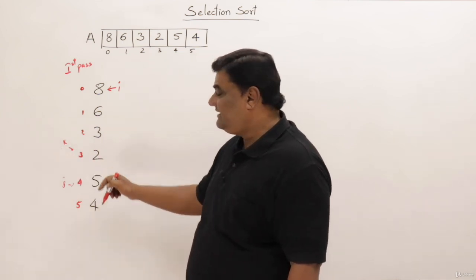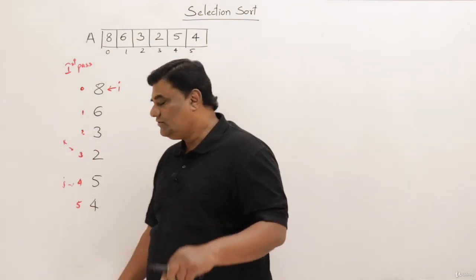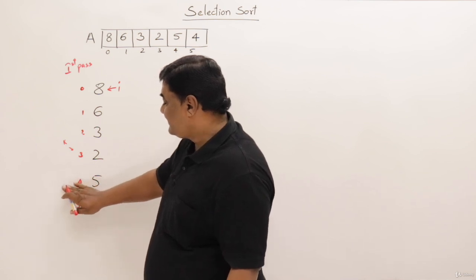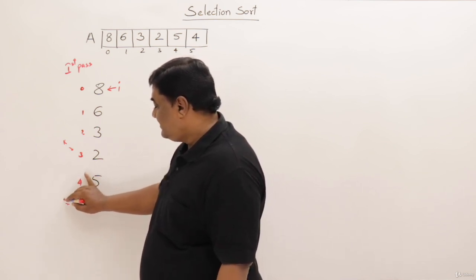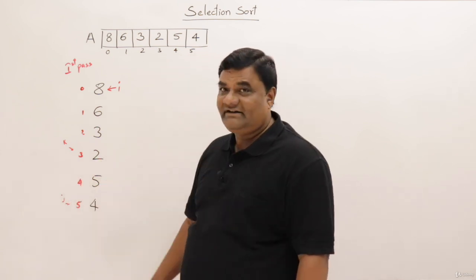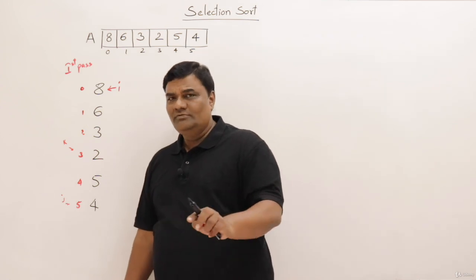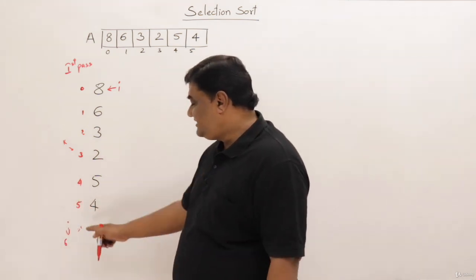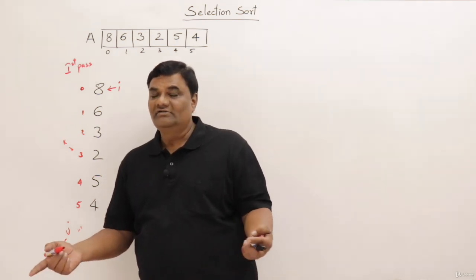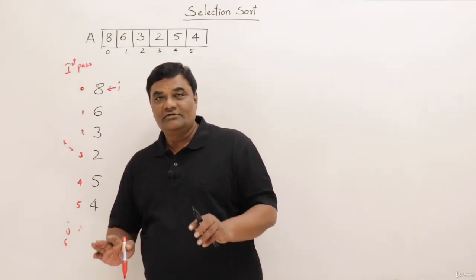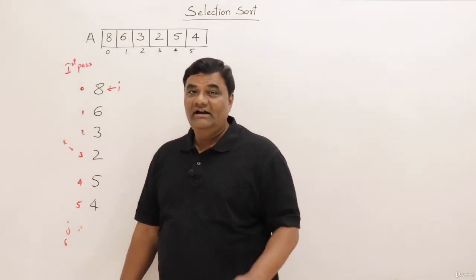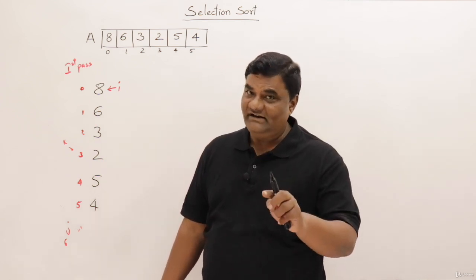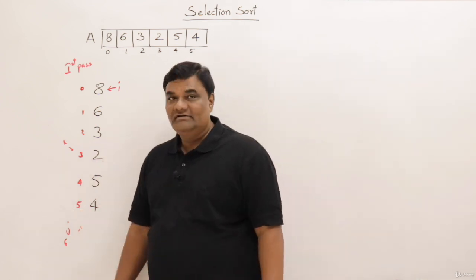Is it smaller than the element where K is pointing? No. Move to the next location. Is it smaller than the element where K is pointing? No. So don't move K. Continue. Next element. Now J is at index 6, so it is out of the list. So we have finished the entire list and found the smallest element where K is pointing.